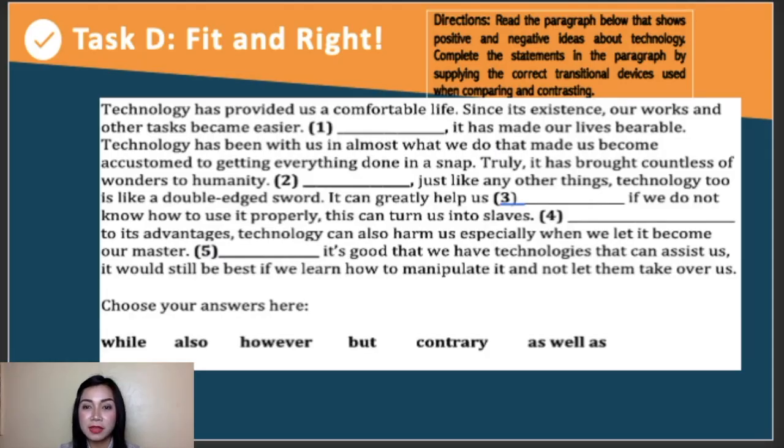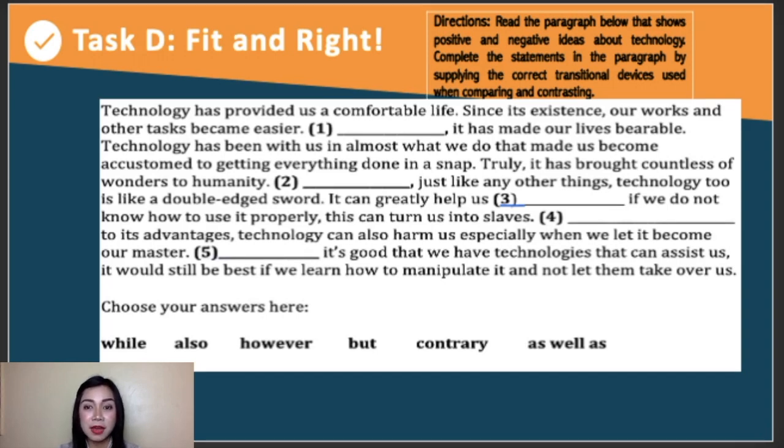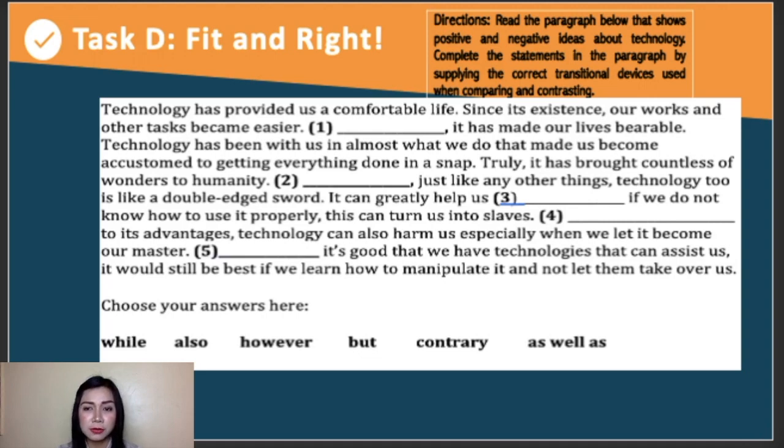Technology has provided us a comfortable life. Since its existence, our work and other tasks became easier. Blank, it has made our lives bearable. Technology has been with us in almost what we do that made us become accustomed to getting everything done in a snap. Truly, it has brought countless wonders to humanity. Blank, just like any other things, technology too is like a double-edged sword.